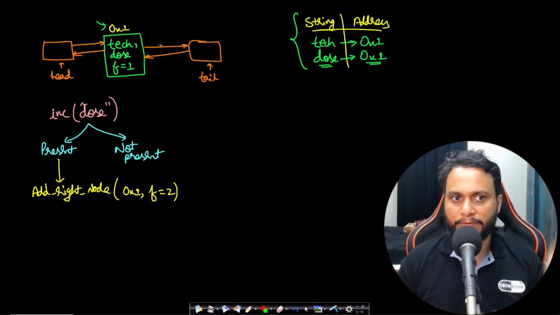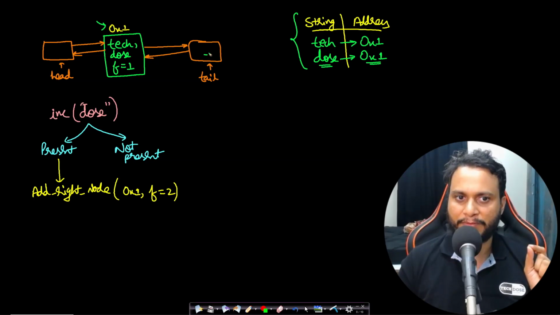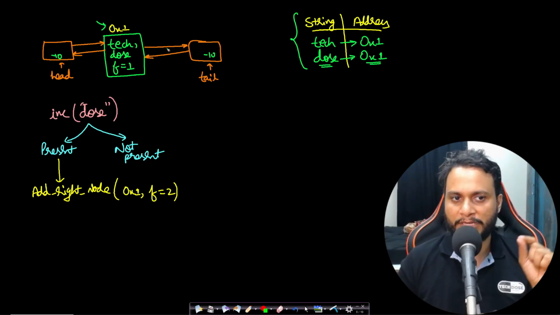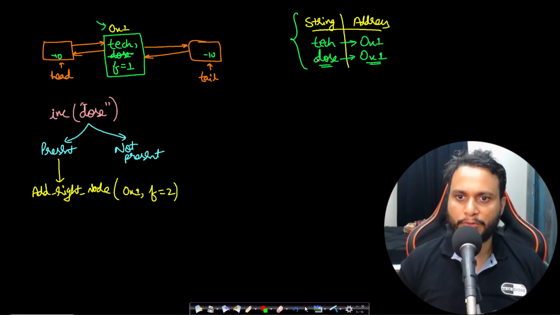But to the right of this node, is there any node which is having frequency 2? No, this is having frequency -10 if you remember, and this is also -10. So there is no node to the right of it which has frequency 2. It has to be immediate right, because I can just increase frequency by 1. Okay, so what I will do is I will have to remove this dose from here. So the dose entry will be removed from the key store. This is step number 1.